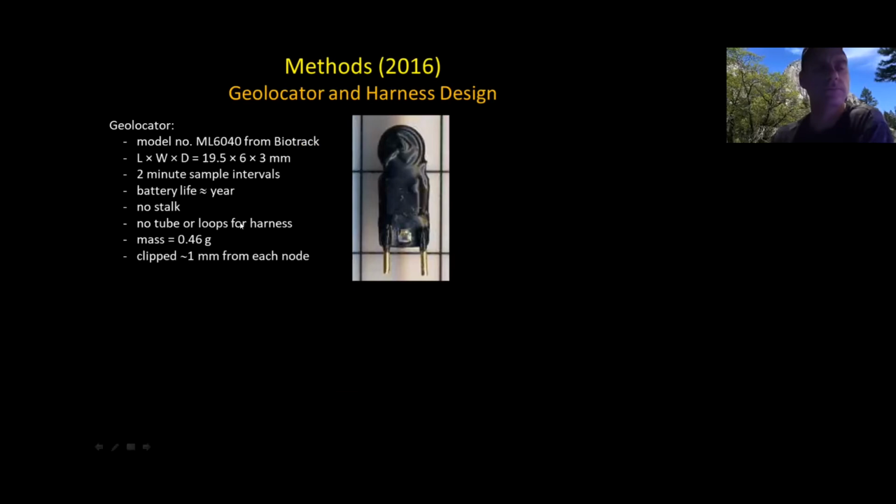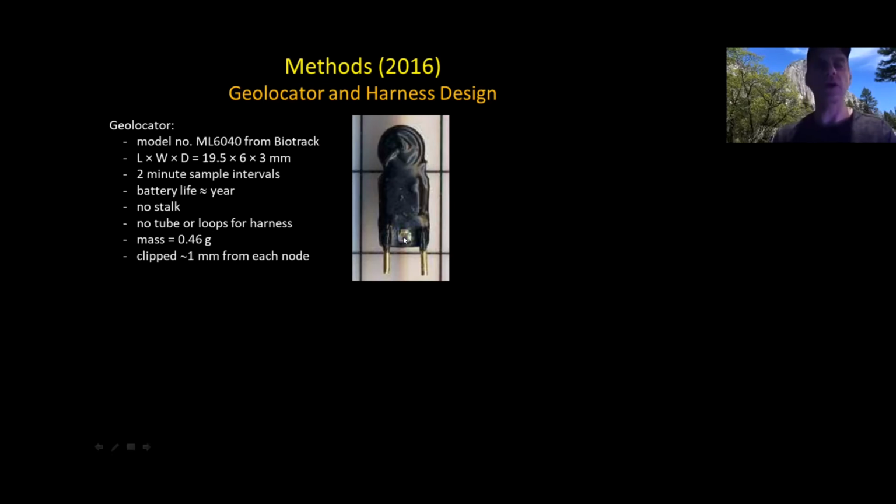I'll start in 2016 with the design of the geolocators and the harnesses we used to attach them to the birds. The geolocators we used were from a company called BioTrack, which is based out of the UK. Their dimensions were 19.5 by 6 by 3 millimeters, and they collect average light intensity at 2-minute intervals. The battery life was expected to be about 1 year.